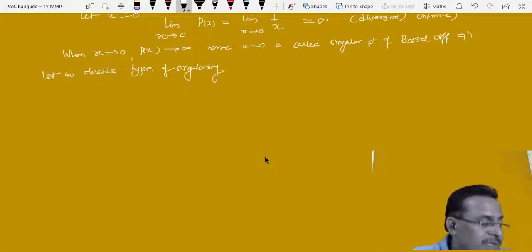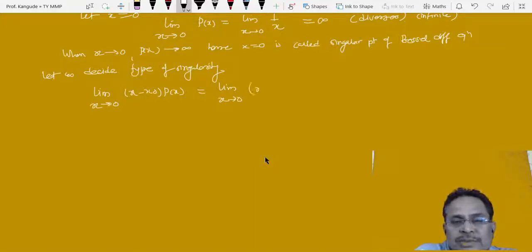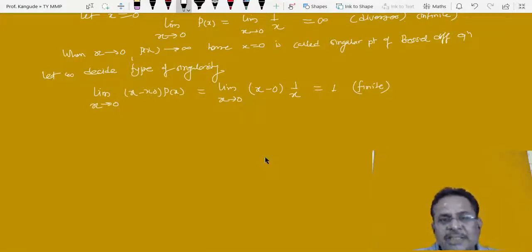Okay, this is the second step we have to follow. So let's go on calculating this. Let limit x tends to 0 of x minus x0 into p of x. Now this is x minus 0 into p of x, where we have written 1 upon x. So once this calculation is done, x minus 0 is x, upon x is 1. So it becomes finite.